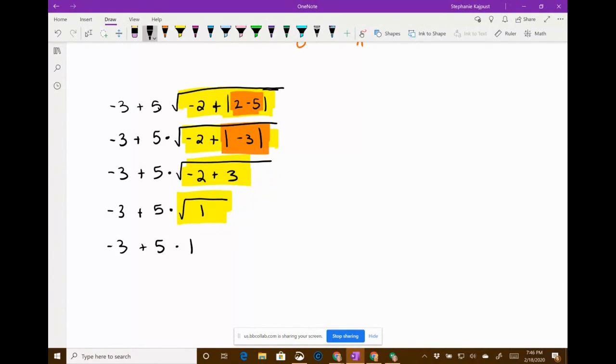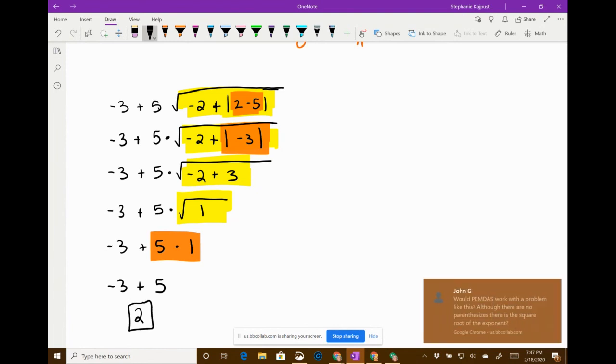So now we have -3 plus 5 times 1, and multiplication always happens before addition. So I need to do this multiplication of 5 times 1. So I have -3 plus, then 5 times 1 is 5. So now I have -3 plus 5. So now I'm going to add these together. -3 plus 5 will give me a +2. Okay.